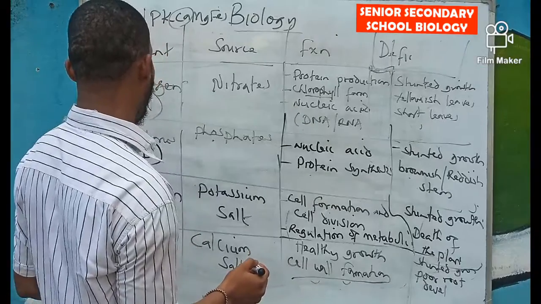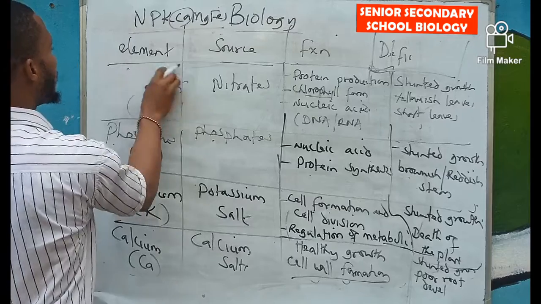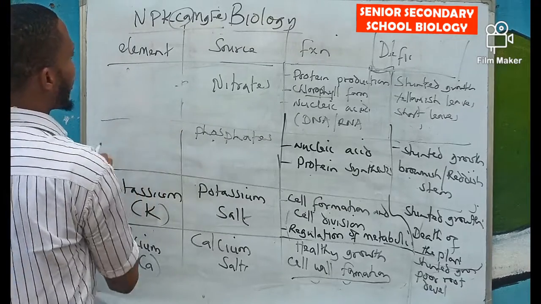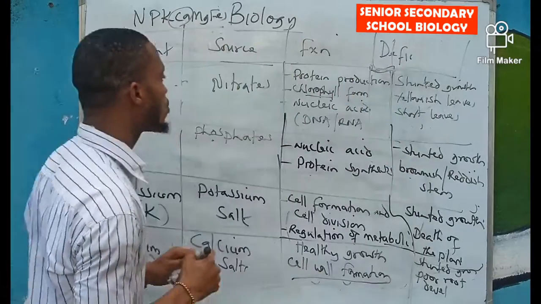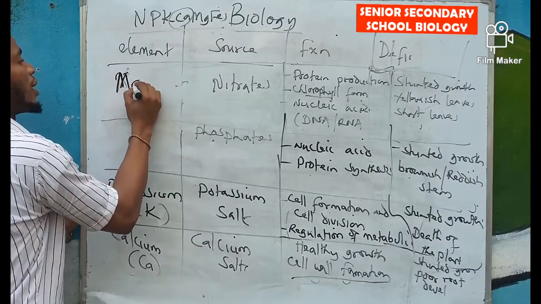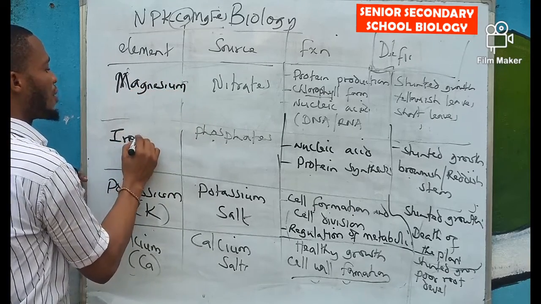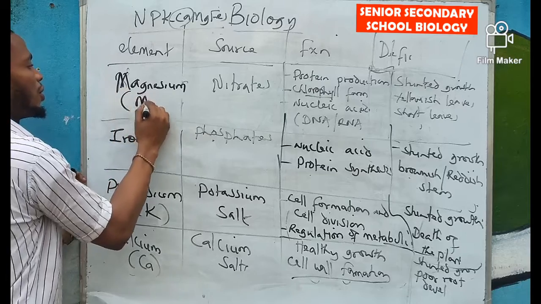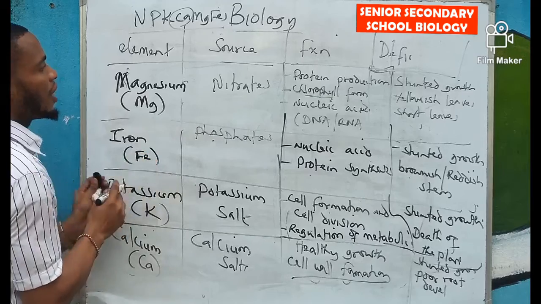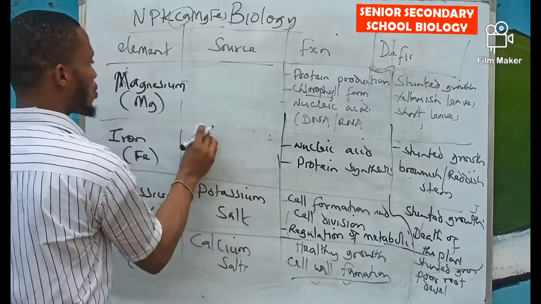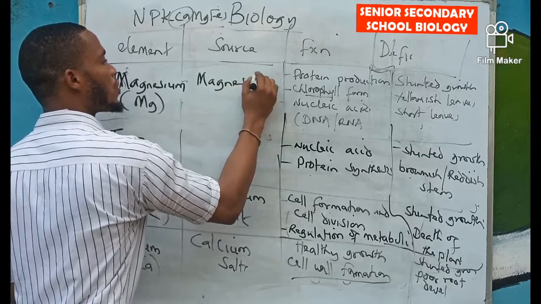Now NPK Mg, remember we're using the acronym. Next we have magnesium. Magnesium and iron, I usually put the two of them together because the two of them perform the same function for the plant. Magnesium is Mg, capital M and small g, then iron is Fe. Now magnesium, what is the function of the magnesium? The source is magnesium salt in the soil.